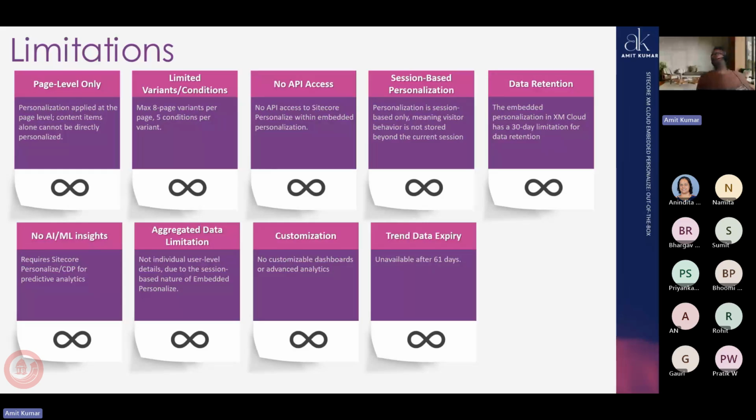And it is mainly supporting only session based personalization currently. Data retention is 30 days, so you can't get data beyond 30 days. No AI/ML support and aggregation of data is a limitation. You can't create aggregate data like how many subscription users have done this, and then show this data. And no customization. Also the trend data, if you go to the analytics, you are seeing some trending data there, that will also expire after 61 days.